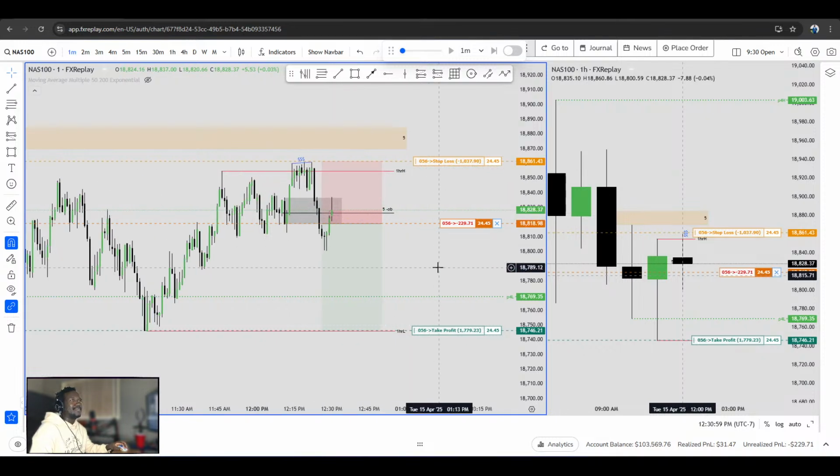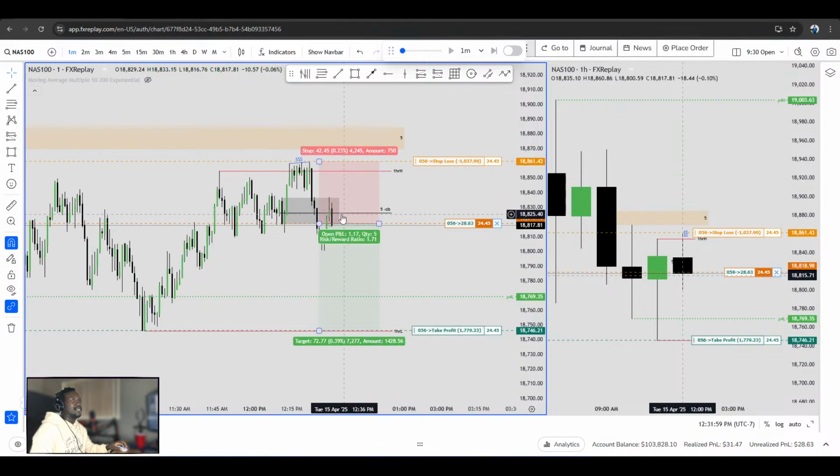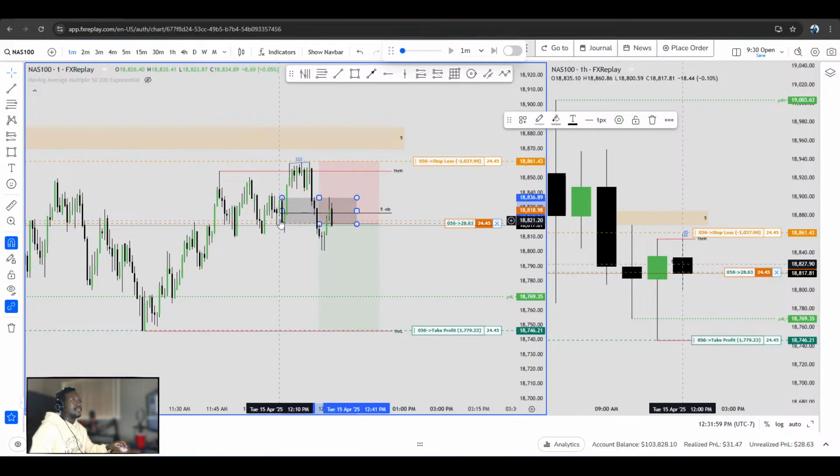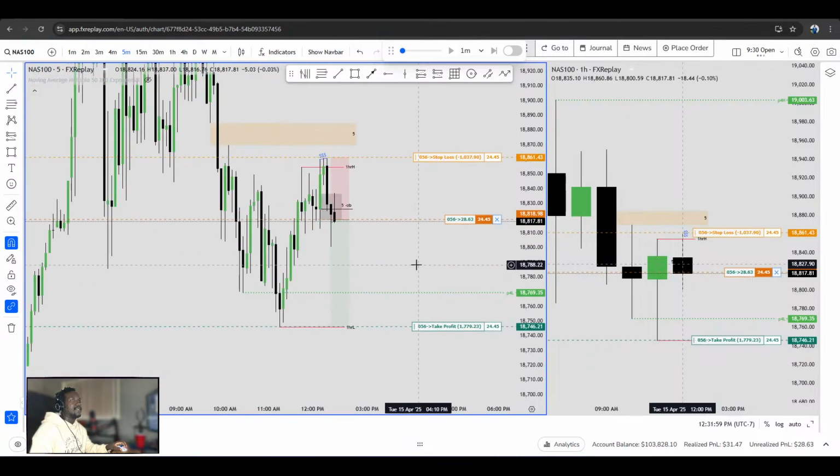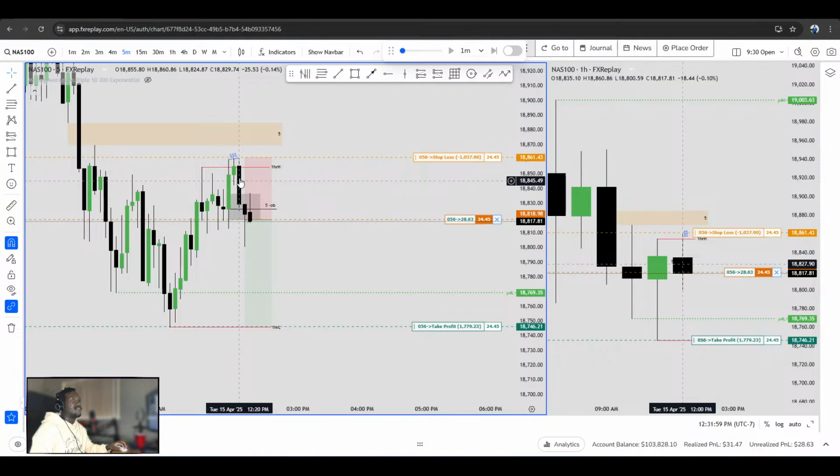I don't like those equal highs over there. But so far, bodies are being kept within that breaker right there, the last down candle, low high, low low. 5 minutes is looking good. We enter into that fair value gap right there. So let's see how this baby goes.